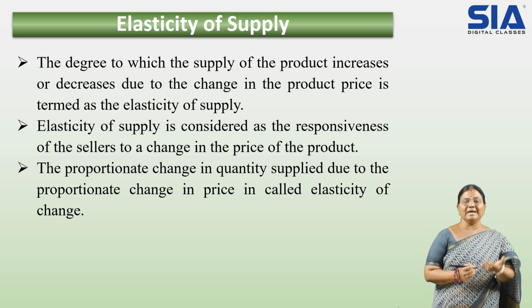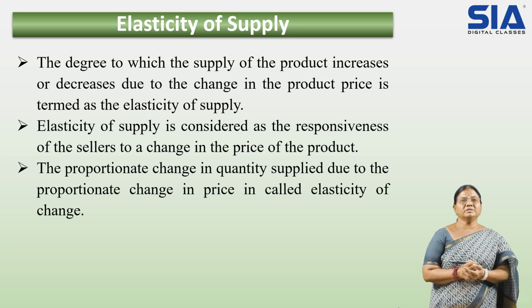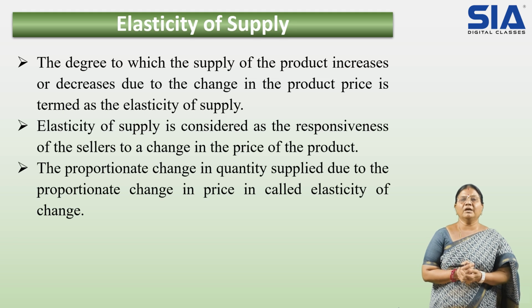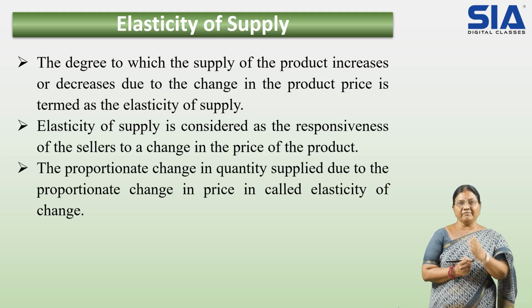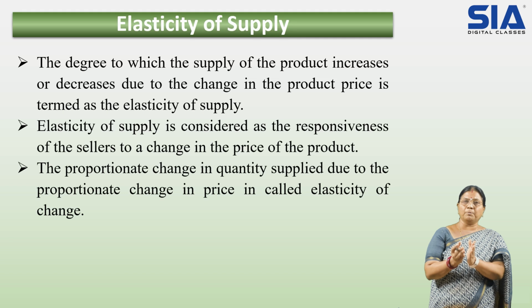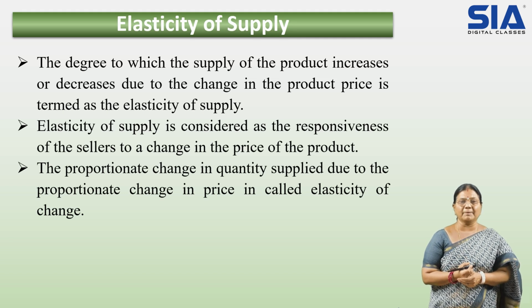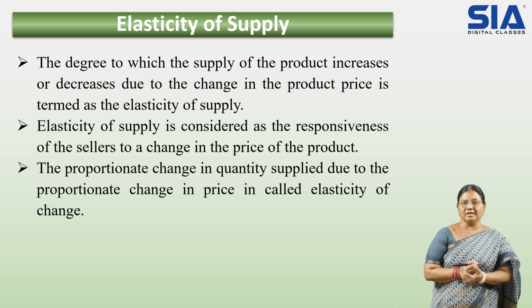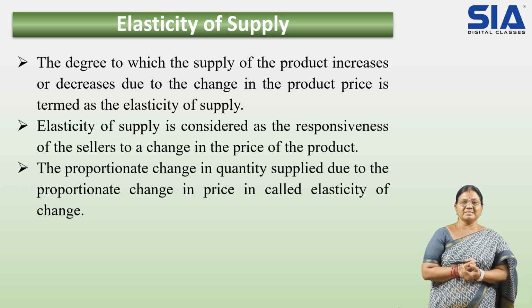In the previous topics, we understood supply and the law of supply. Supply means that the producer is willing to supply some level of commodity at a given price for a specific period. The law of supply also talks about how, when there is a change in any of the determinants, there will be a change in the quantity supplied. So that responsiveness of the quantity supplied is what we call the elasticity of supply, the degree to which the supply of the product increases due to the change in the product price.